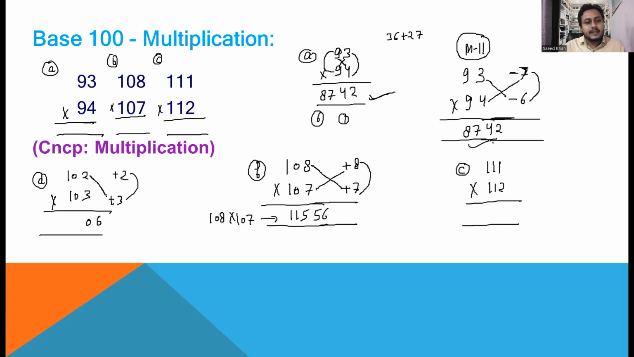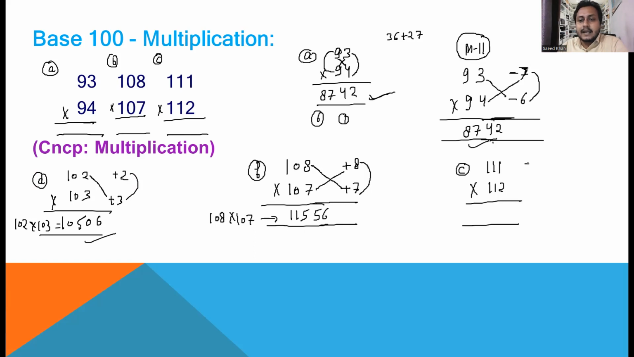Now, either add these two: 102 plus 3 is 105. Or 103 plus 2 is again 105. So the product of 102 into 103 is 10506. Got it? And the last example, that is 111 into 112.